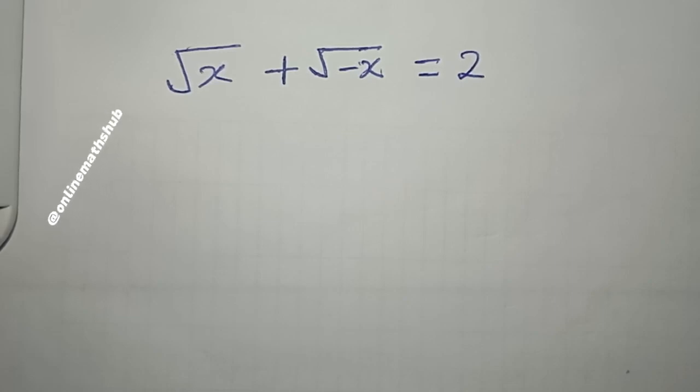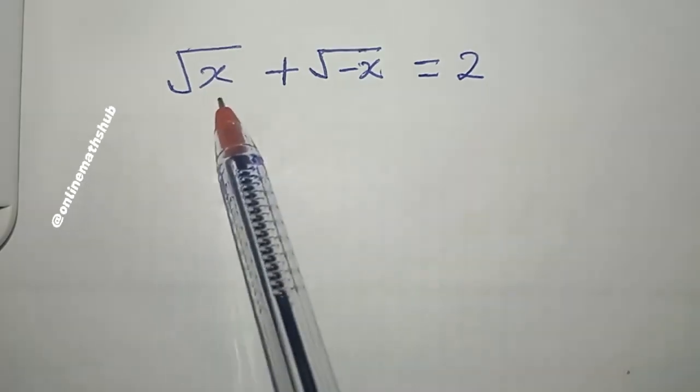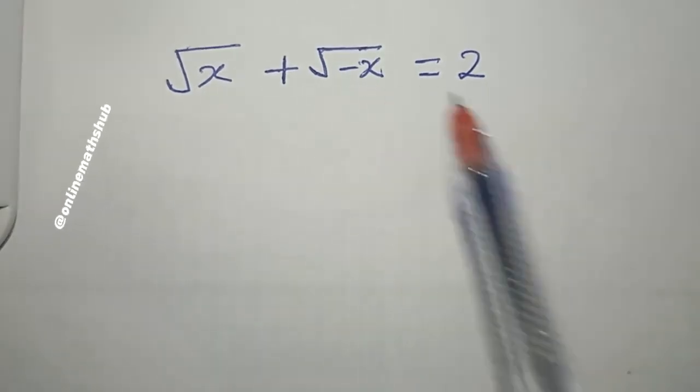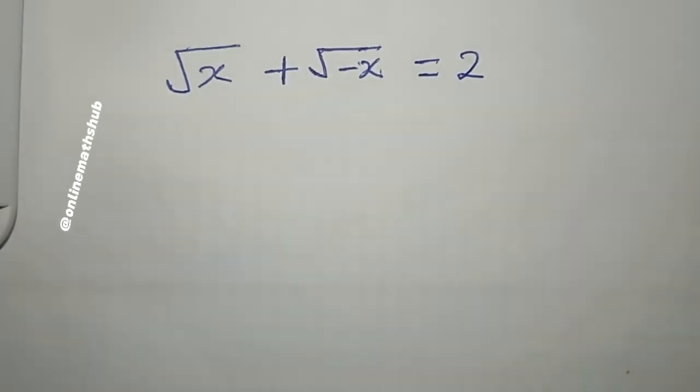We're going to be solving this equation right here. What we have is root x plus root negative x is equal to 2. And so what are the values of x that actually satisfy this equation? This is a bit tricky, but we're just going to be solving it in this video.